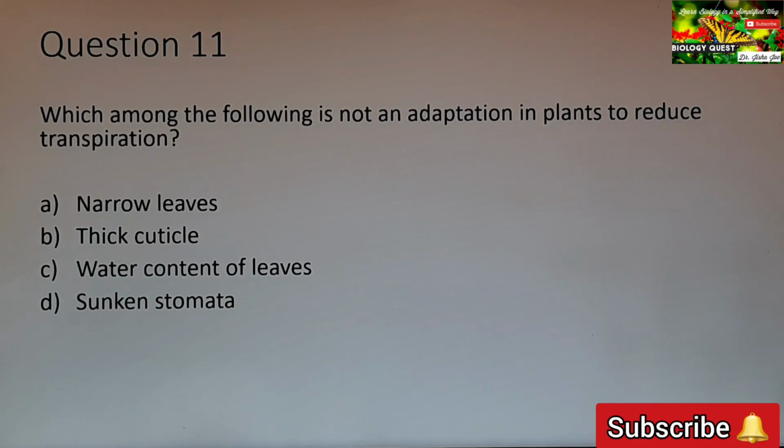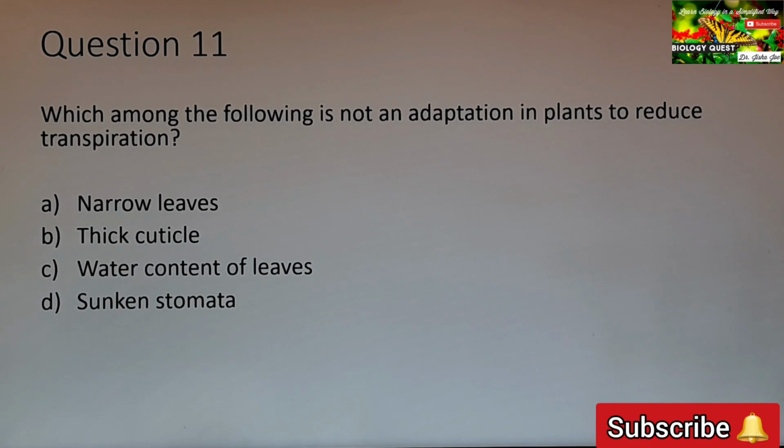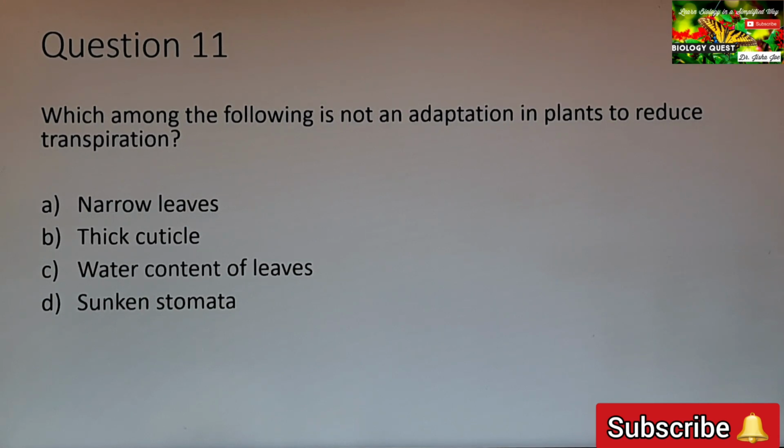Question 11. Which among the following is not an adaptation in plants to reduce transpiration? Okay, question is which is not an adaptation? So look at the options: narrow leaves, thick cuticle, water content of leaves, sunken stomata. So first option, narrow leaves, yes, that is an adaptation. Narrow leaves reduce the rate of transpiration because the surface area is less, so less number of stomata will be present, so less transpiration will take place.